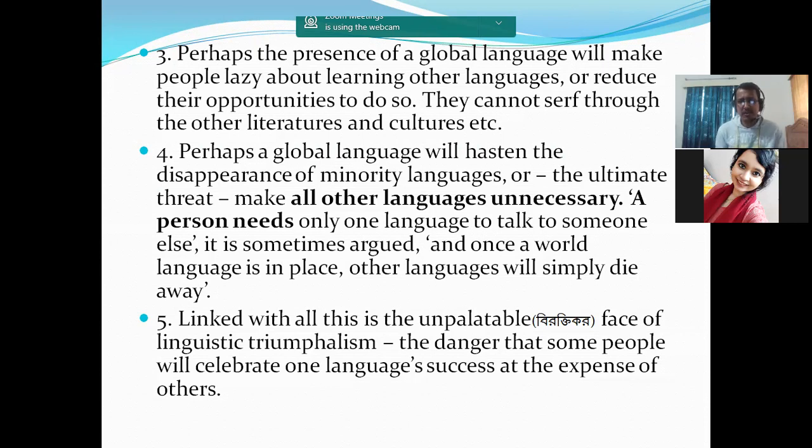So when a person is lazy in learning other languages because of the global language, because we are discussing the dangers or disadvantages of a global language, they will lose the other languages, literatures, and cultures as well. So that is a great loss, a great danger of having a global language all over the world. Anyway, the global language will hasten the disappearance of minority languages.